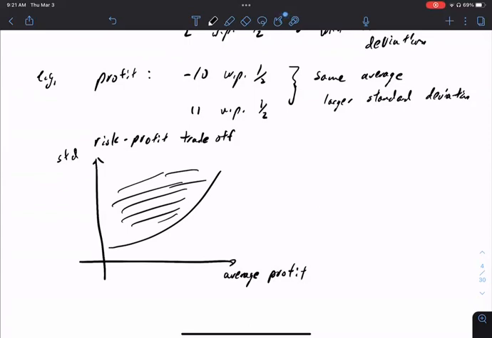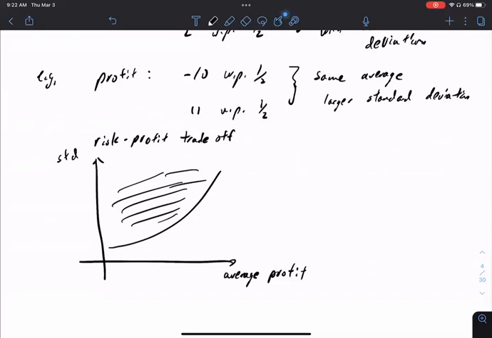Normally there's no strategy with a very high average profit and low standard deviation. If there was a strategy, people would have used it. The market would have figured that out and very quickly priced that in. All right. So this is your trade-off.